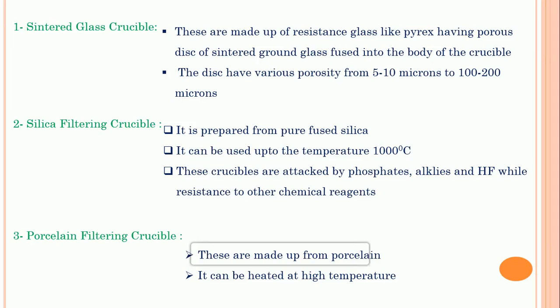So in this video we discussed filtration. Filtration means the separation of the precipitate from the mother liquor by using some porous material. The media used for filtration are filter paper, filter pulp, and filtering crucible. These are the three media used for the filtration purpose. And we also discussed what filter paper and filter pulp are, and the three types of crucibles.